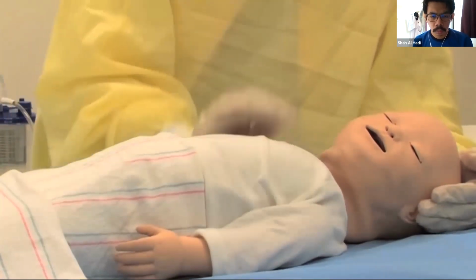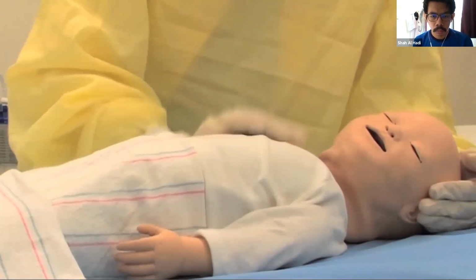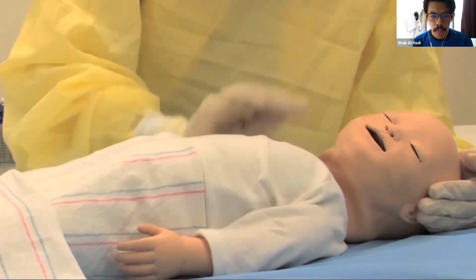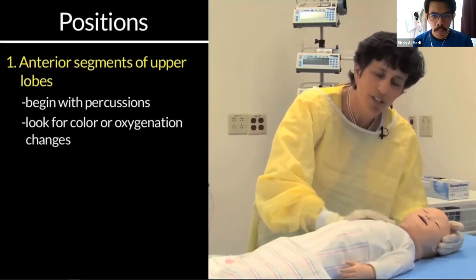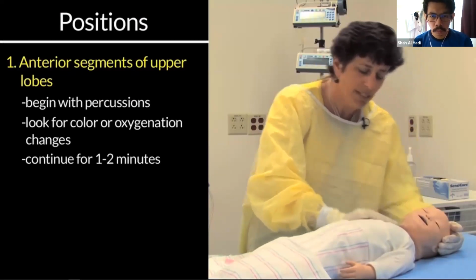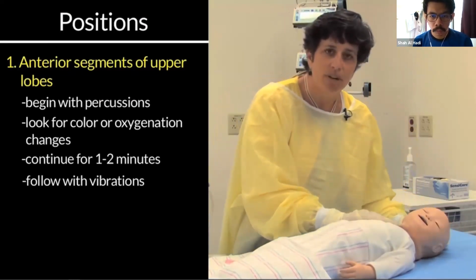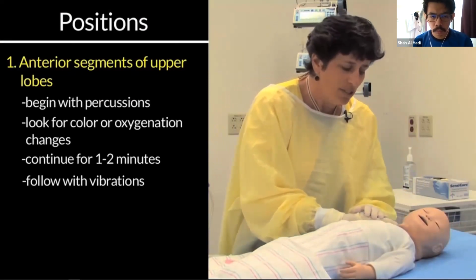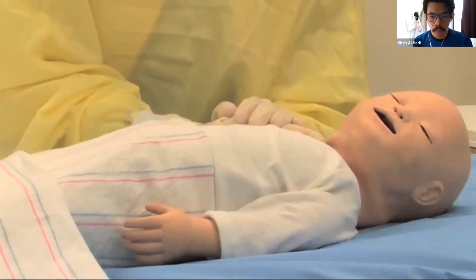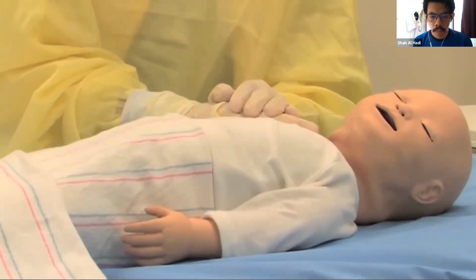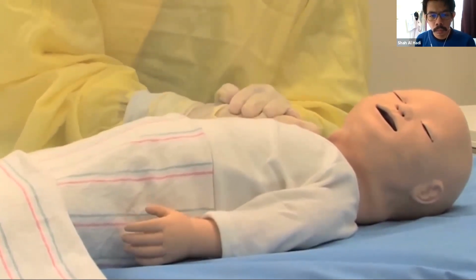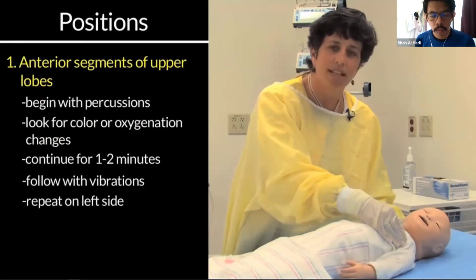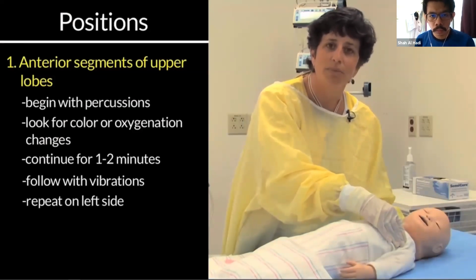So I would start on the right. I would do percussion, noting how the patient is tolerating it, and be looking for any color changes or oxygenation changes in the patient. I would continue that for 1 to 2 minutes, and then I would follow that with some vibrations. I would wait for the patient to exhale and vibrate. You do that 3 or 4 times. You see if you're starting to get any productive secretions from the patient. Then you would move on to the left side and continue to do that for 1 to 2 minutes as well.